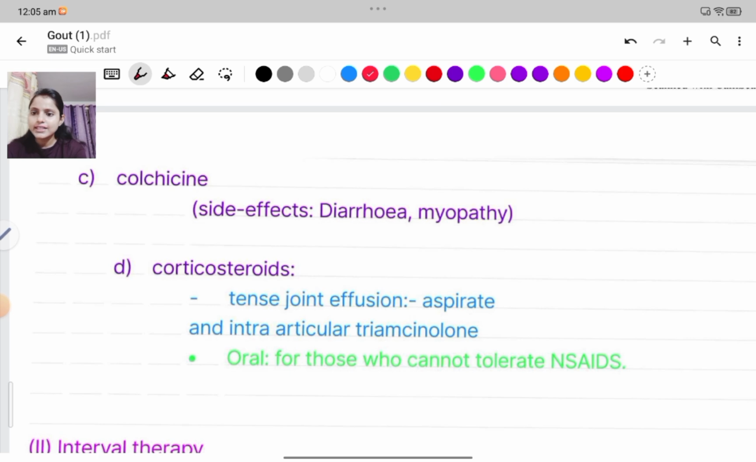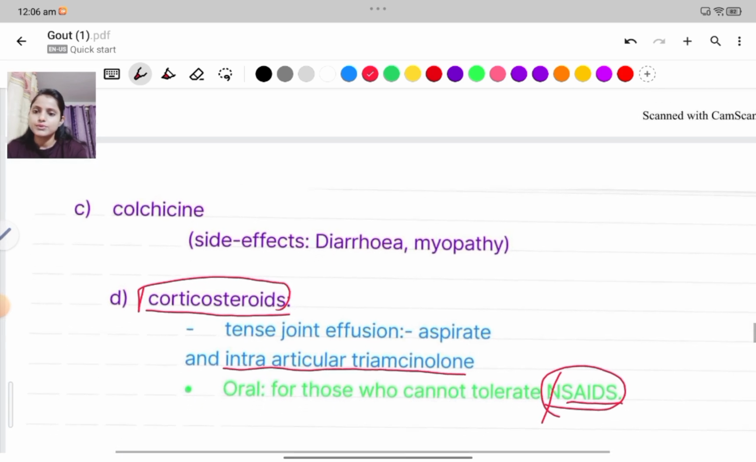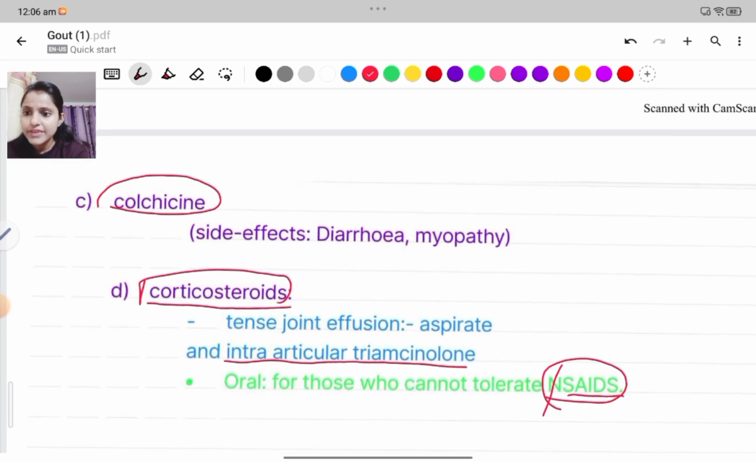And if the patient cannot tolerate NSAIDs, then we can give a steroidal anti-inflammatory drug, which is a corticosteroid, but it has many side effects. So we give intra-articular triamcinolone. We can also give colchicine, which is a very effective drug. If the patient is not relieved after giving colchicine, then the patient does not have gout. It is a very effective drug, but it is not the drug of choice because it causes diarrhea and myopathy.